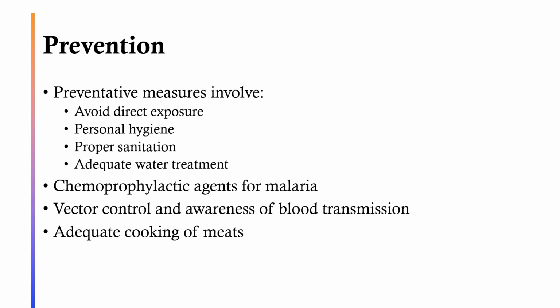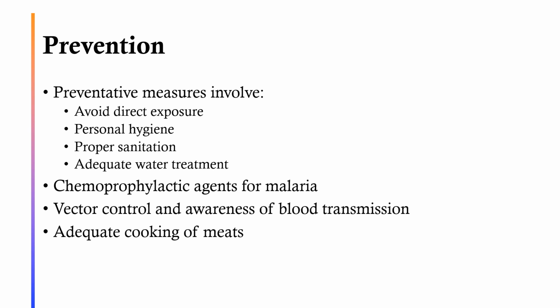So lastly, how do we prevent parasite infections? Different measures can include avoiding direct exposure to these parasites, keeping up on your personal hygiene, and proper sanitation. A lot of the time, especially for intestinal protozoans, we want to make sure that we are disposing of human excreta in the proper manner. Also, making sure we've got adequate water treatment, so chlorination can also help. But the prevention of human parasitic infections is going to be directly linked to understanding the life cycles of the various organisms and their modes of infection.